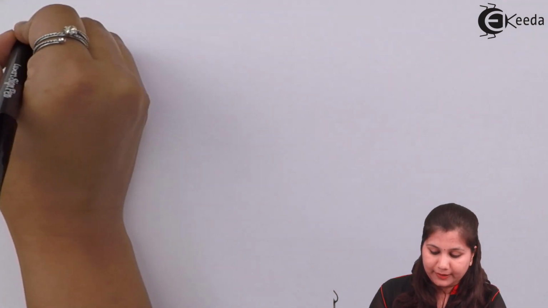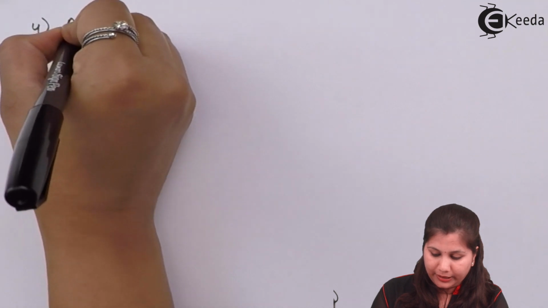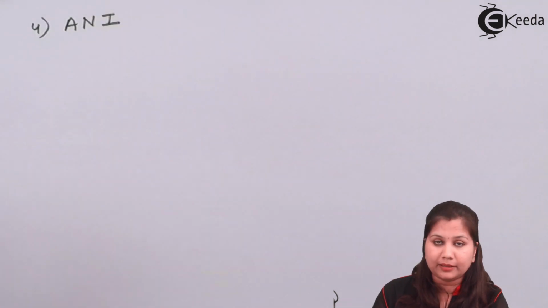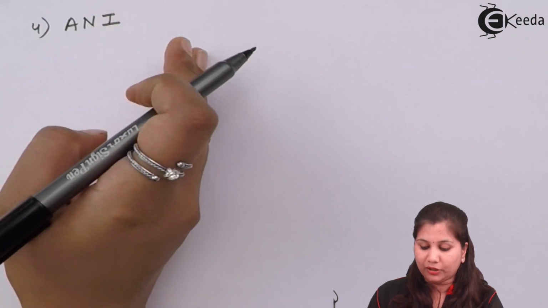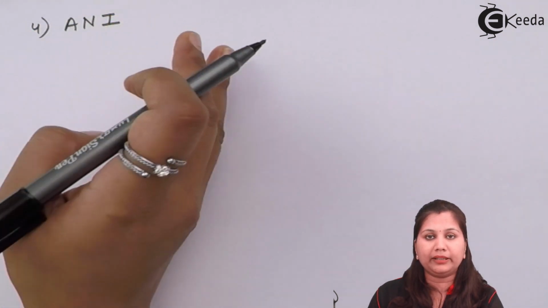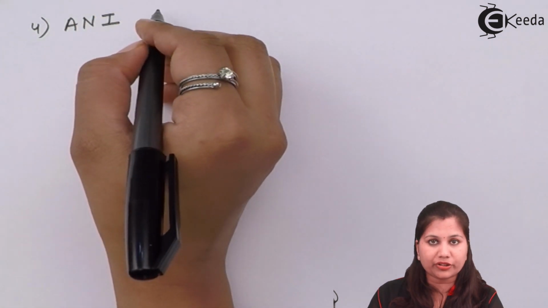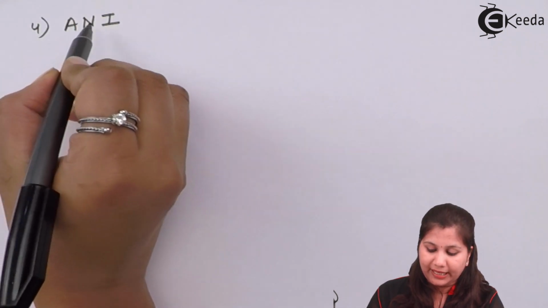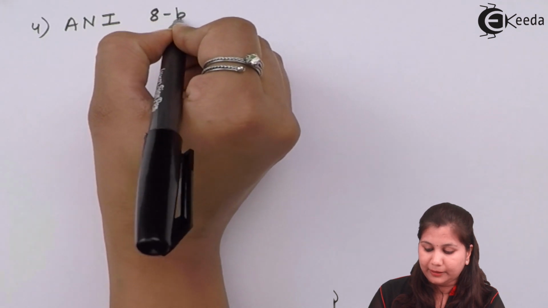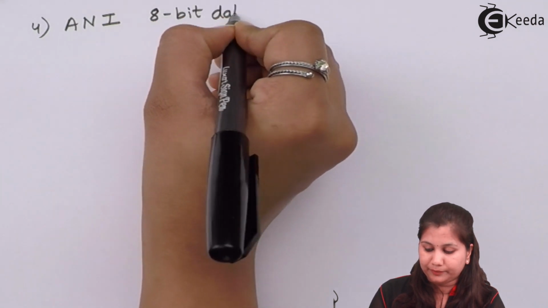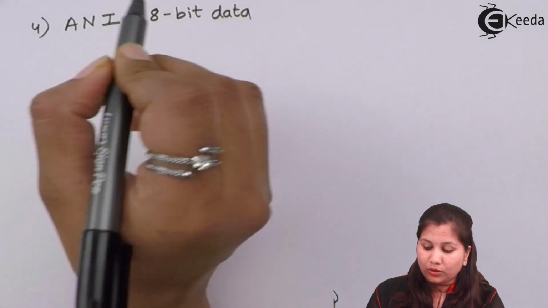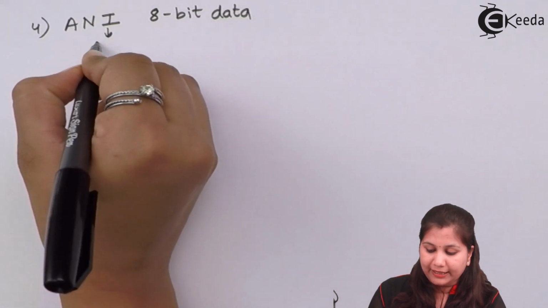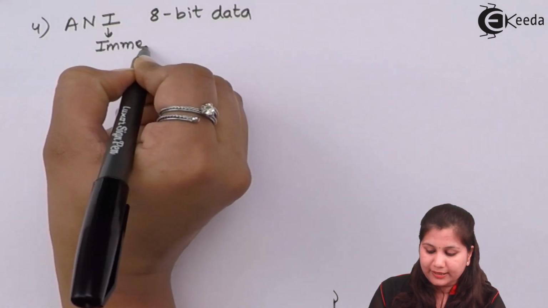Next instruction is ANI. This instruction logically ANDs the contents of the accumulator with the 8-bit data which is given in the instruction itself. So it will be ANI, and then we will have an 8-bit data here. Because we are having I here, it means an immediate data is there.